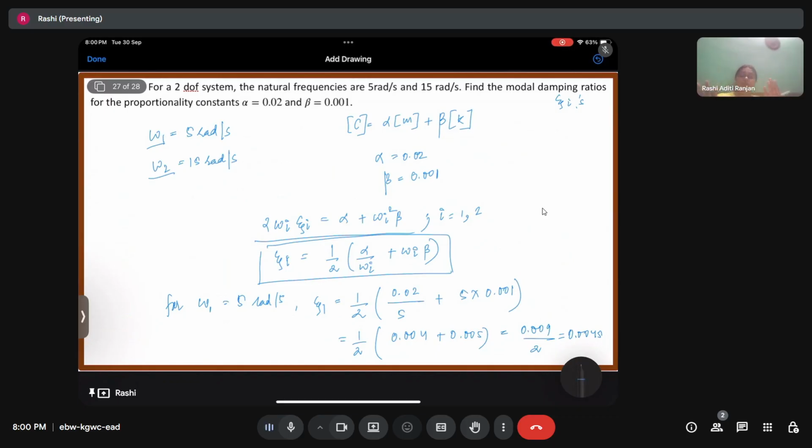Now it will depend upon the value of alpha and the value of beta which one is going to dominate, and at the end what is going to give us the result. For example, in this case, with omega 2 increasing, we got a higher value of eta, right? So yeah, I hope this is clear.